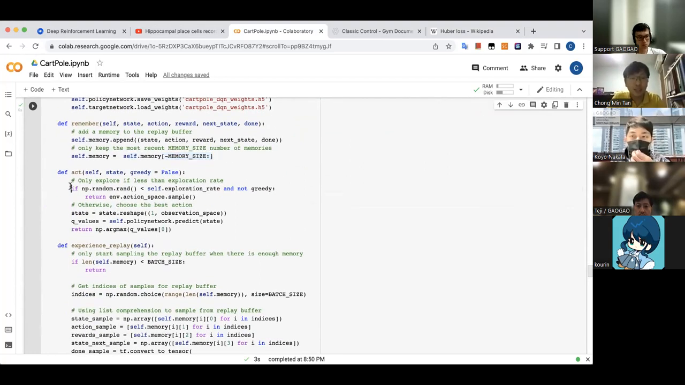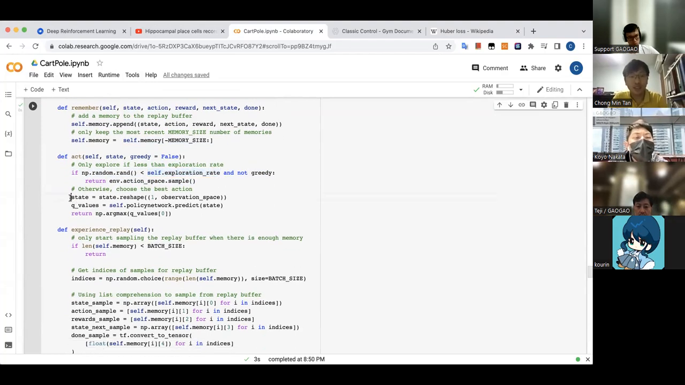To act, basically if it's below the epsilon, which is the exploration rate, and it's not a greedy action, we randomly sample. At first, we explore fully at the beginning, so the exploration rate is only 1. Then towards the end, we will do the greedy action. This is the greedy action, which is basically we take the Q values, and then we choose the maximum Q value.